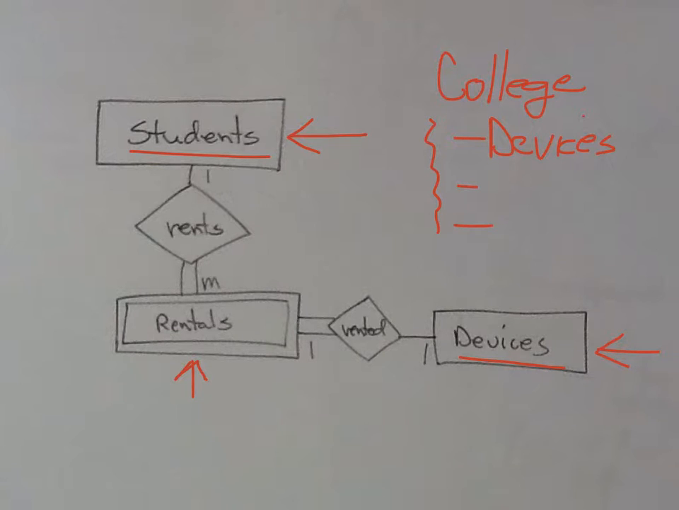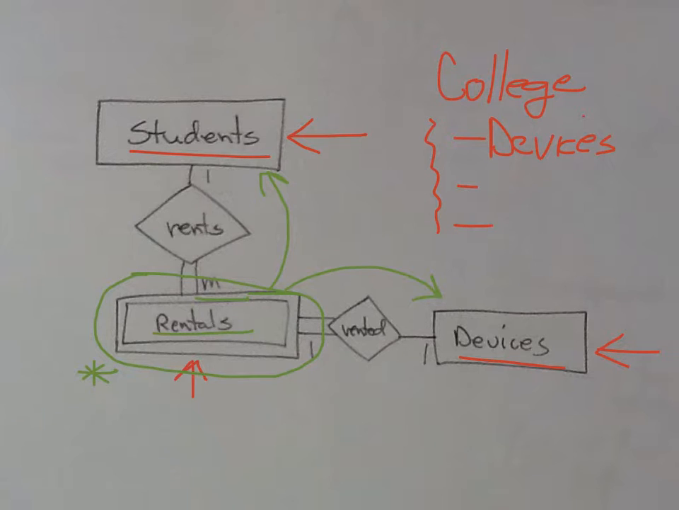Most of the students came up with the entities students and devices. Now rentals, if you notice here, because of the double box, that's a weak entity. Rentals can't exist without the other entities. Without having a device and a student entity, this entity wouldn't make any sense. It wouldn't exist. So it's a weak entity.